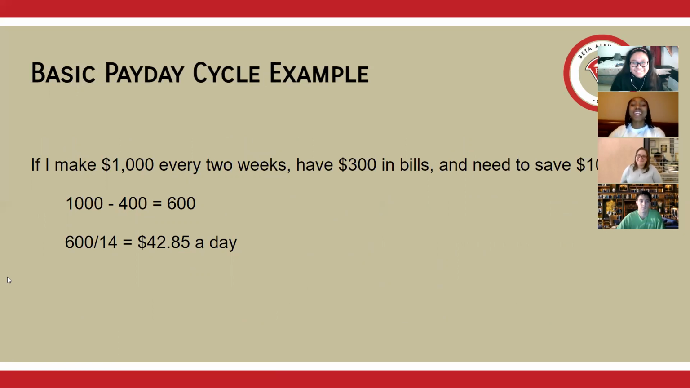So here's an example of budgeting your payday cycle. Let's say you make $1,000 every two weeks and you have $300 for bills and $100 for your savings. So automatically you have to deduct $400 from that $1,000 because that's what you're going to automatically put your money towards when you get that paycheck. Then you have $600 to spare, and over that two-week period, which is 14 days, $42.85 is your daily budget. So try your best to either spend less or just that $42.85.